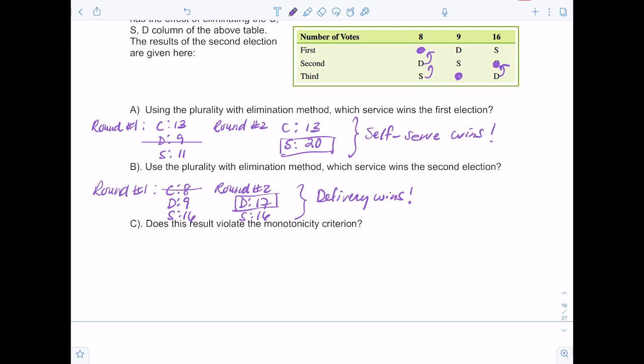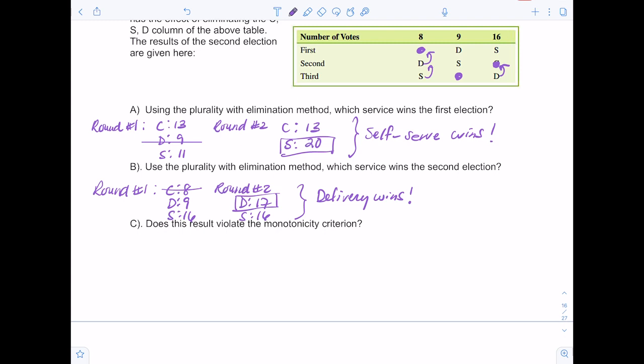So did that violate the monotonicity criterion? You can pause the video and think about, if you need to reflect on what that criterion says and whether the result violated that criterion. And then you can unpause when you're ready.